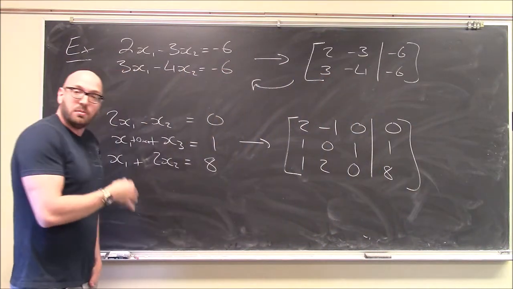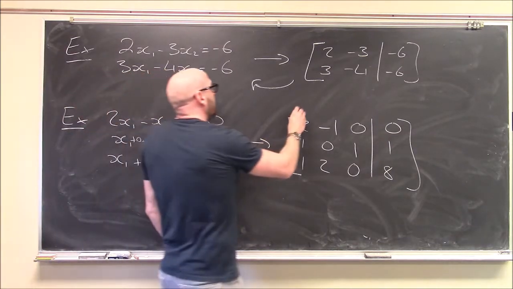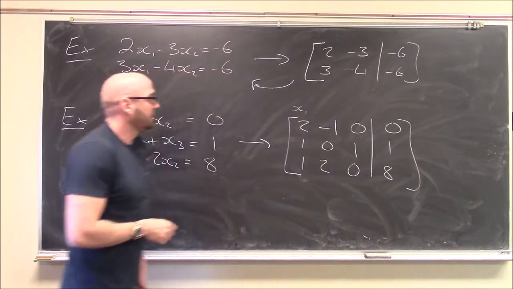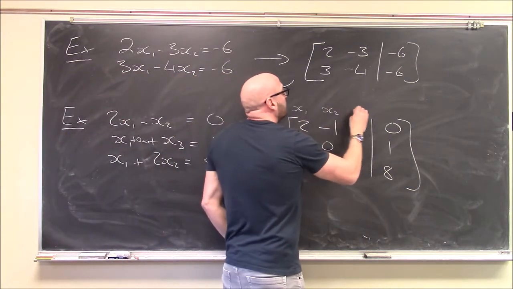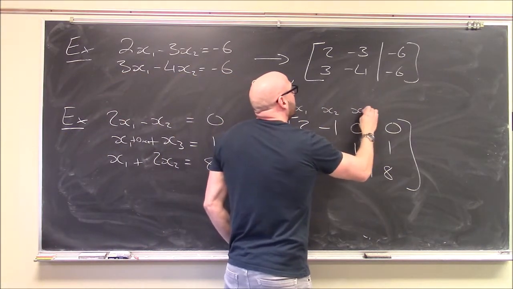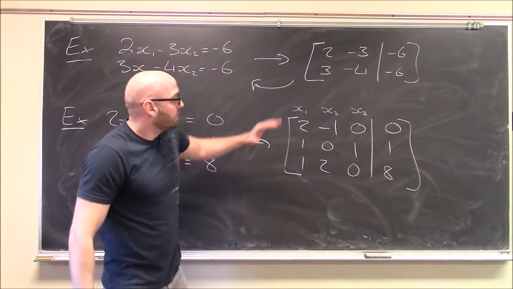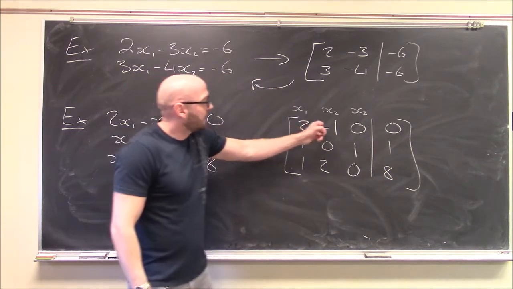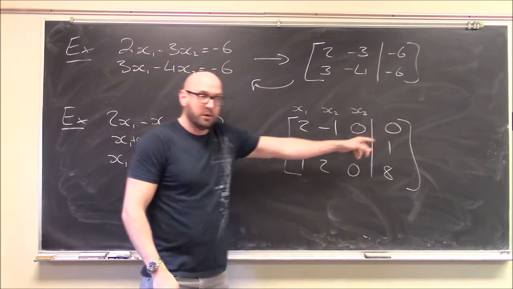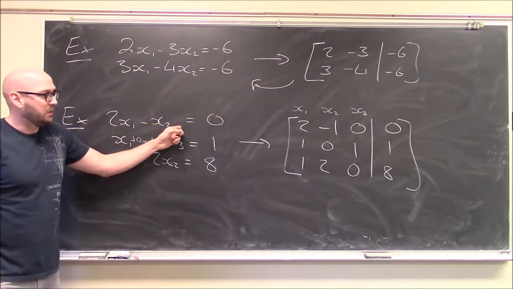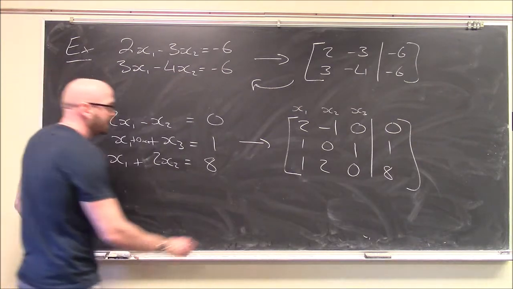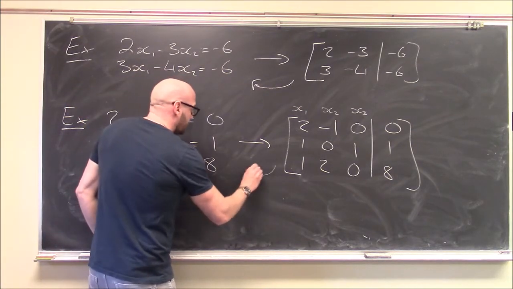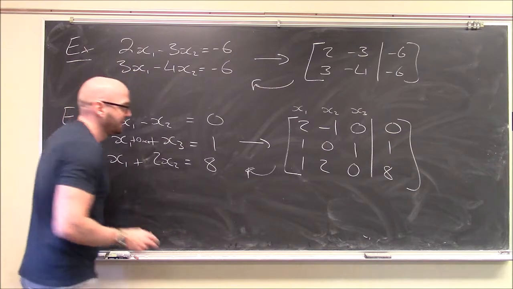And once again, this is completely reversible as long as we agree that the first column is the coefficients of x1, second column is the coefficients of x2, third column is the coefficients of x3, and there's my constants. You can read off the exact same equations. 2x1 minus x2 plus 0x3 equals 0. There's the first equation. Similarly for the second and third. Alright, so this is a completely reversible process, and that's important.